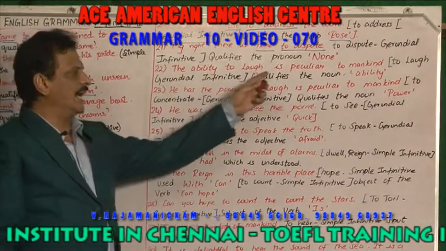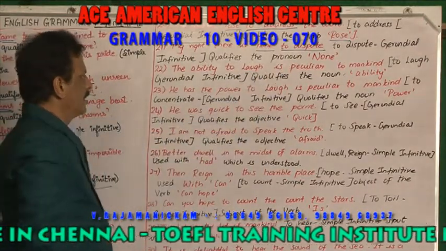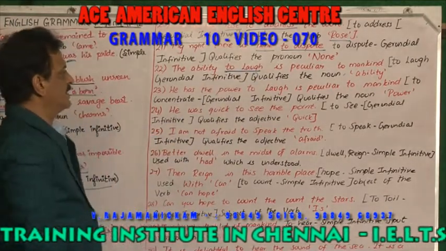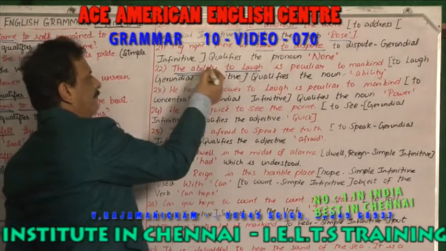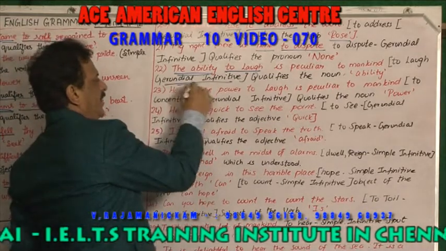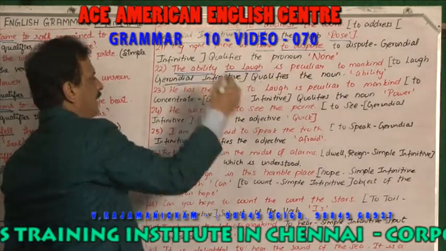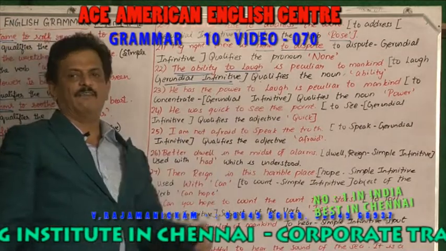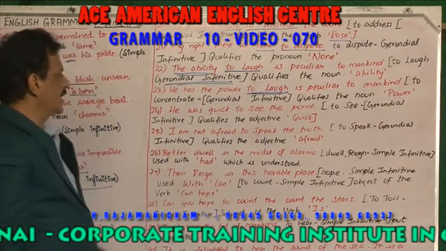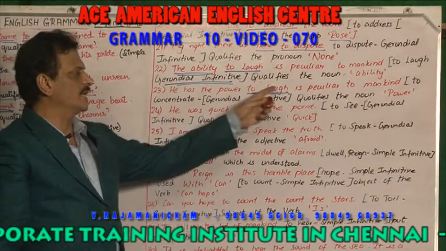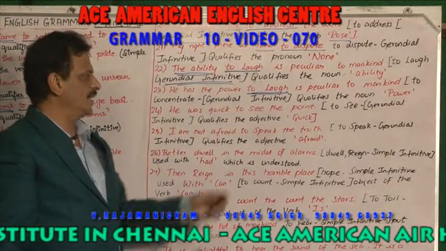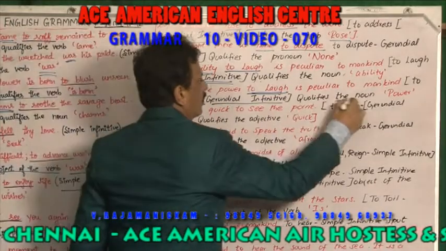The ability to laugh is peculiar to mankind. So 'to laugh' qualifies the noun 'ability'. It is a gerundial infinitive qualifying the noun ability. He has the power to laugh, so it is a gerundial infinitive qualifying the noun 'power'.